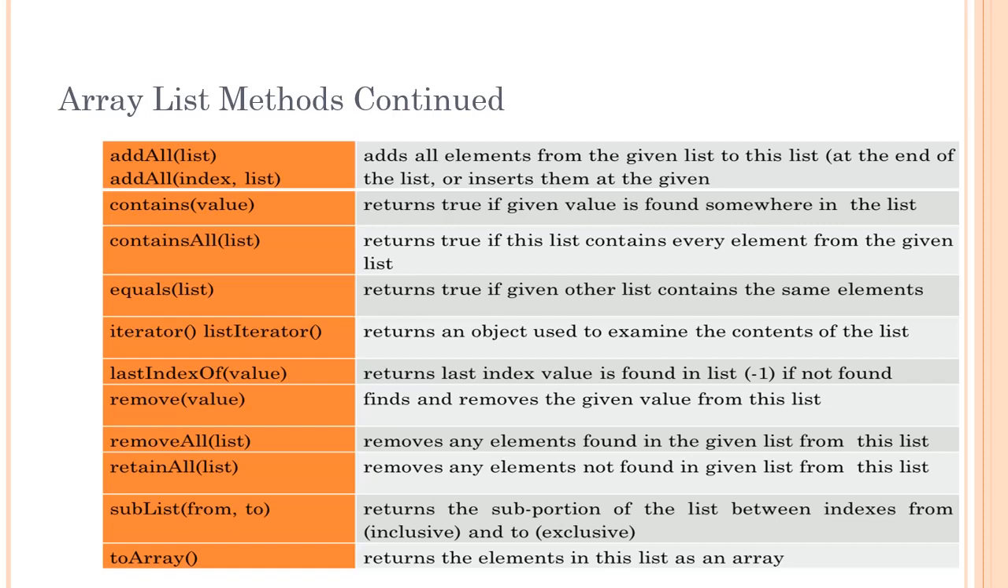The method subList takes two indexes, the start and the end indexes, and it will return a new array list, which is just a sub-portion of the original one.